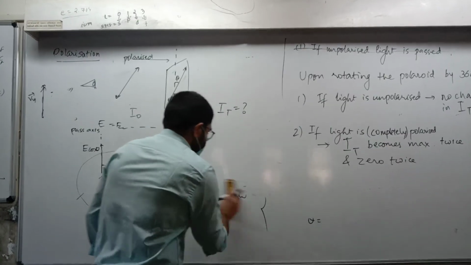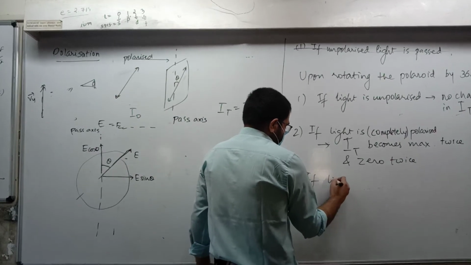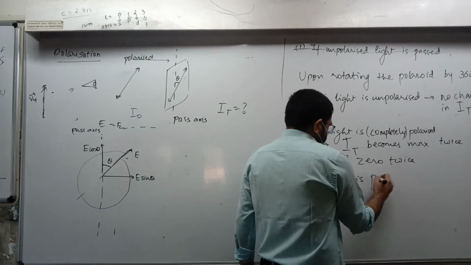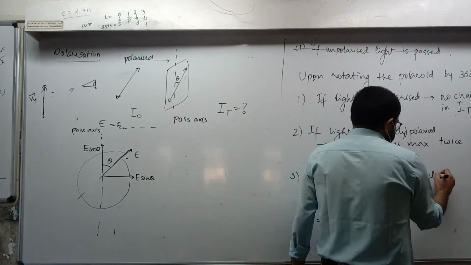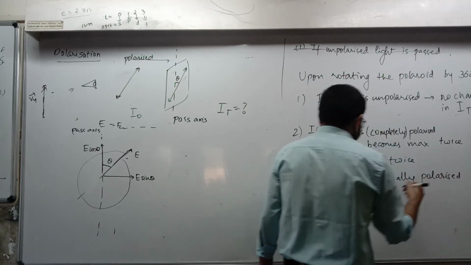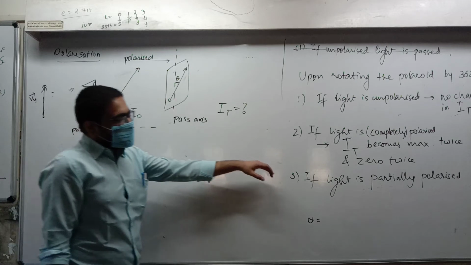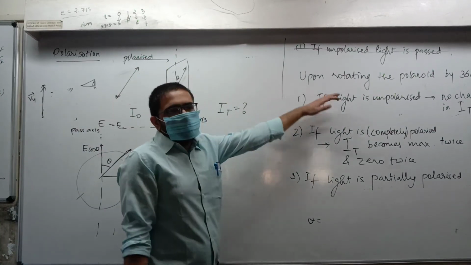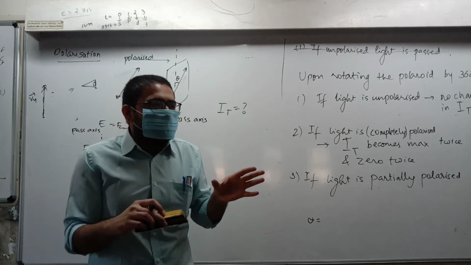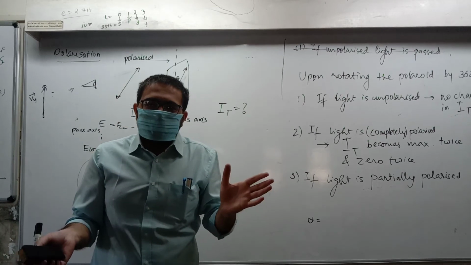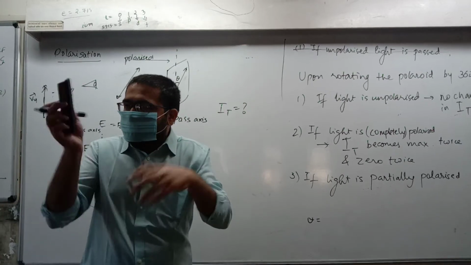And now the third one. If light is partially polarized, what's this? Let me explain that first. What's the meaning of partially polarized? To understand this, go to this one. Unpolarized means all electric field vectors are oriented in completely random directions. So when something is completely random, overall it's all equal in every direction.